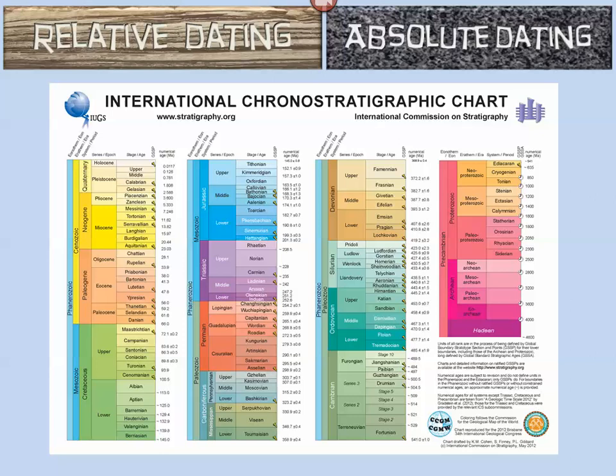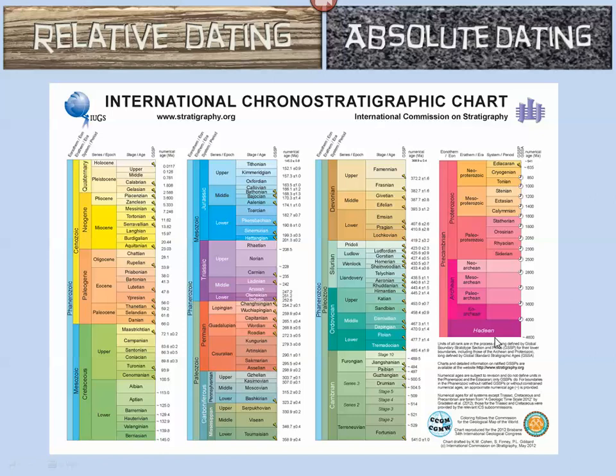And so what we've got here is a graph of the time that various strata were laid down. And this goes all the way from today, which is this date here, all the way back millions and millions of years ago, all the way back to the start of the Earth about 4.6 billion years ago.